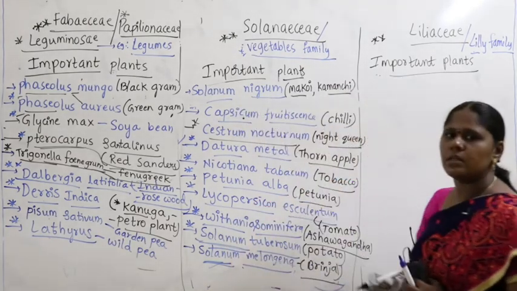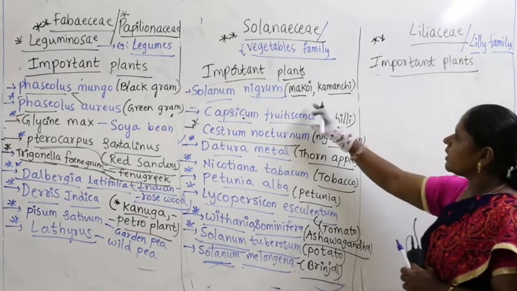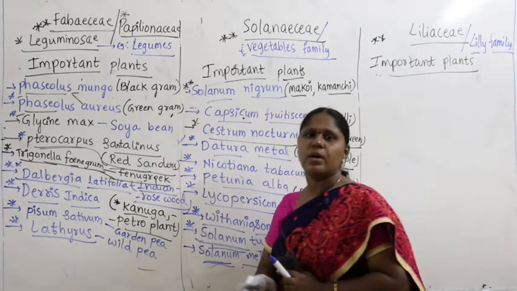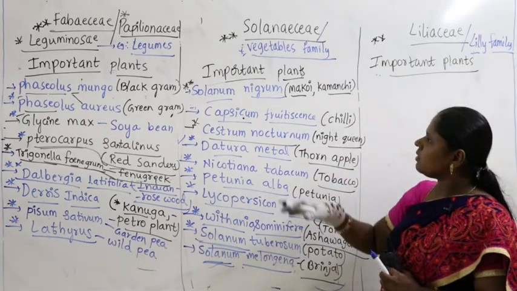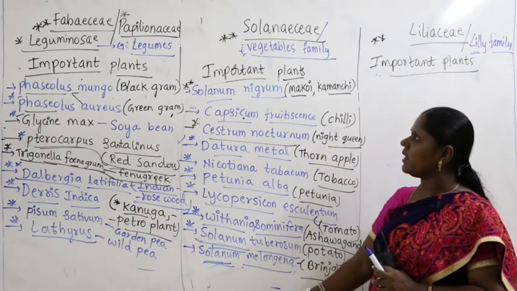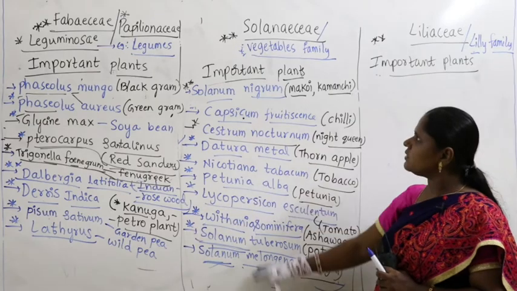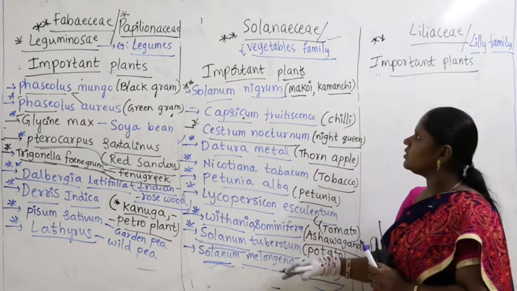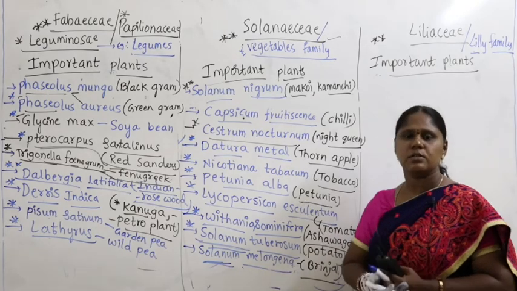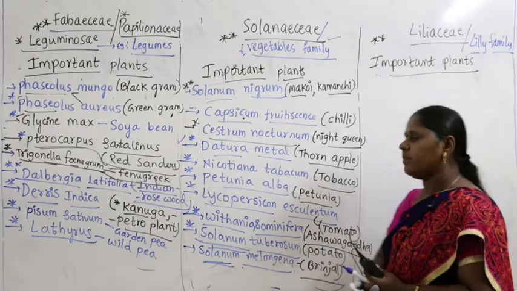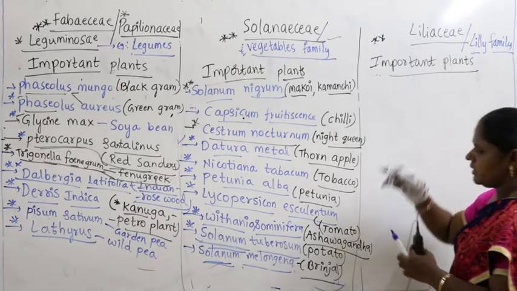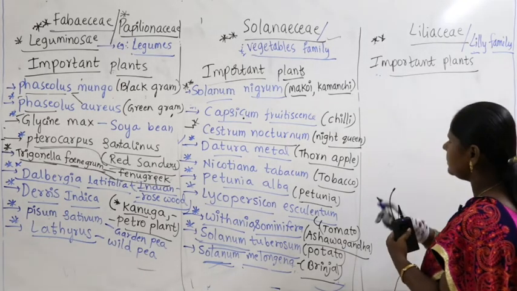Solanum nigrum itself, commonly called makai or kamanchi, is also used in the preparation of medicines. Now, all of this is nothing but a list of medicinal plants, all the plants which belong to the family called Solanaceae. Most of them are vegetables, that's why Solanaceae is also called the vegetable family. Now coming to Liliaceae. In Liliaceae, let us start writing a list of plants.